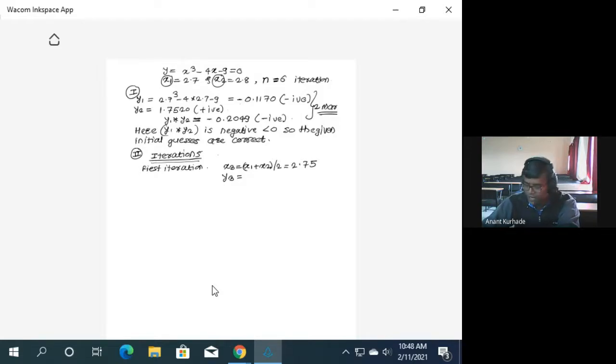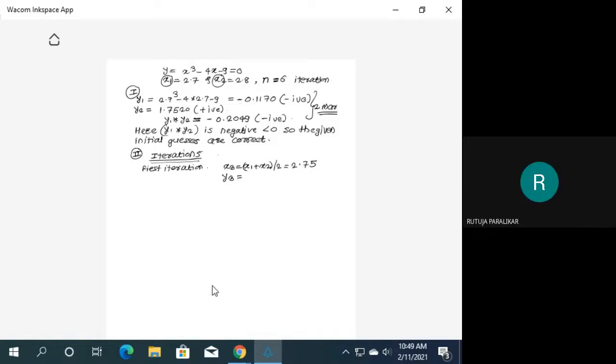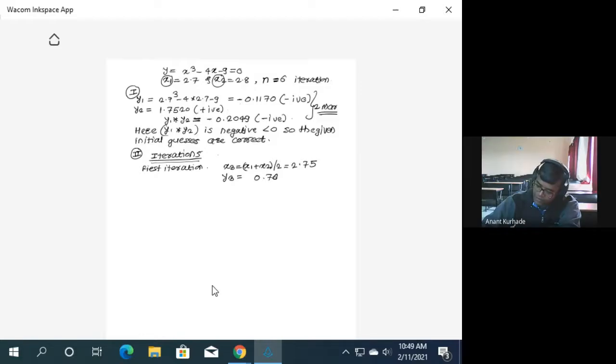Actually, we don't require the actual number. We have to focus on the plus and minus sign. What is the value of y3? 0.7968, whatever. Now by observing this y3, we can easily understand y3 is negative. So in brackets write down it is negative.